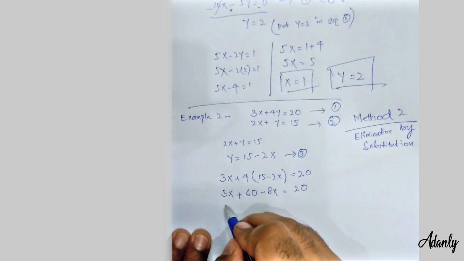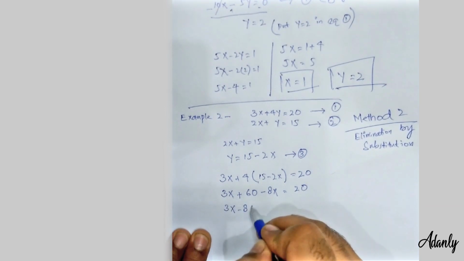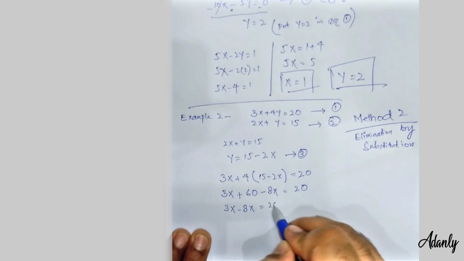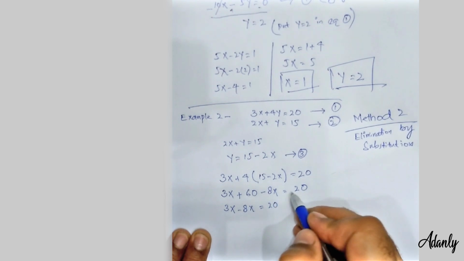So simplified further, 3x minus 8x equals 20, and we shift the 60 from the left side of the equation to the right side of the equality.